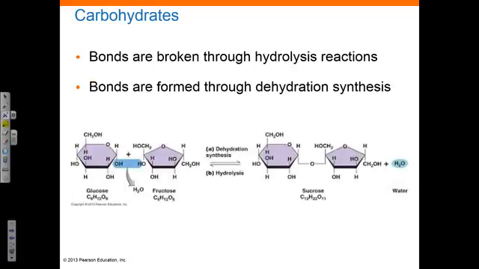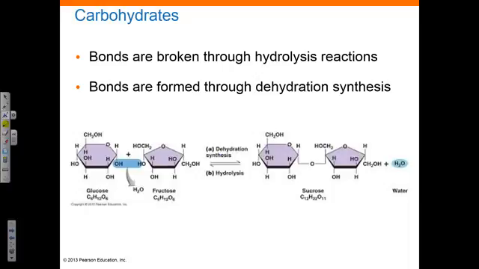The breakdown of polysaccharides and disaccharides is accomplished through hydrolysis reactions. Recall that in hydrolysis reactions, water is added across a bond, breaking the molecule into smaller components. In this case, the polysaccharide or disaccharide is broken into the smaller components of monosaccharides. The formation or synthesis of polysaccharides and disaccharides is achieved through dehydration synthesis. In a dehydration synthesis, water is removed from 2 smaller components, forming a bond between the 2 smaller components to create the larger molecule. This is seen here.